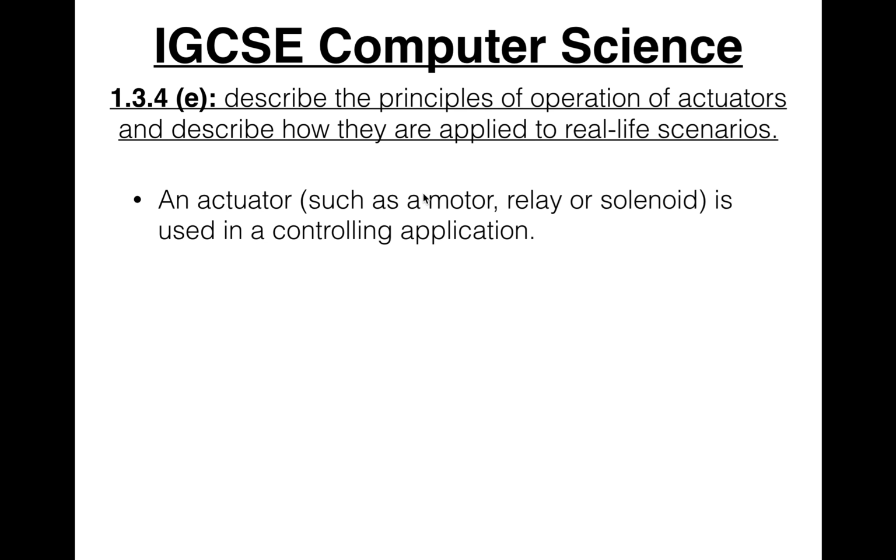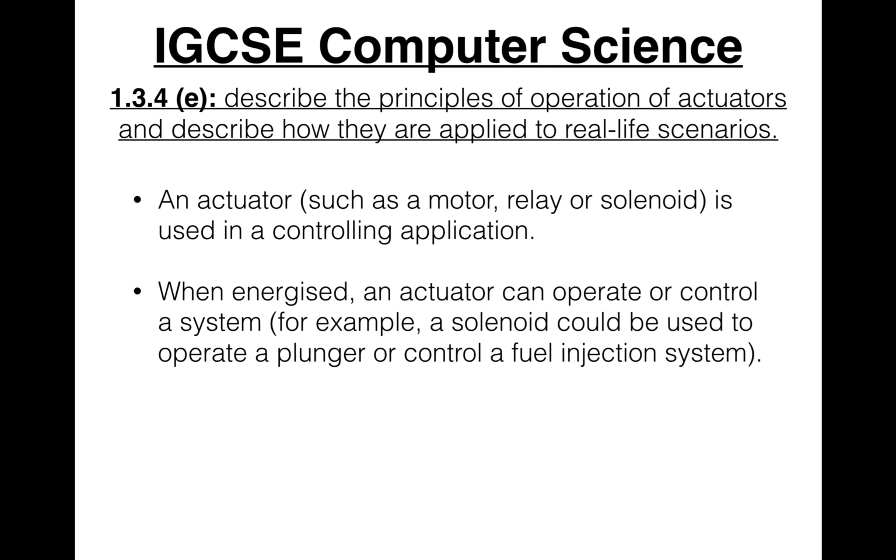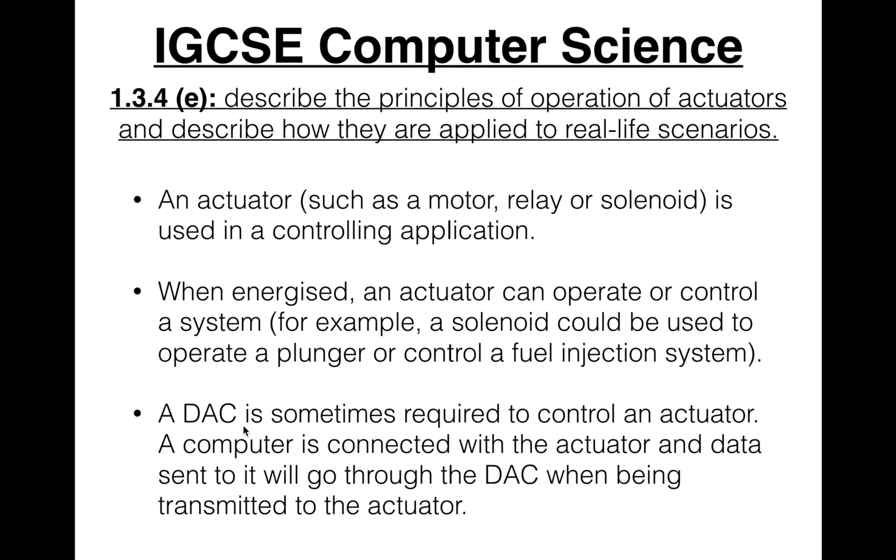So an actuator, such as a motor, relay, or solenoid, is used in a controlling application. And when it's energized, an actuator can operate or control a system. So like a solenoid could be used to operate a plunger or control a fuel injection system. And a digital to analog converter is sometimes required to control an actuator. So a computer or microprocessor is connected with the actuator, and data sent to it will go through the digital to analog converter when being transmitted to the actuator.